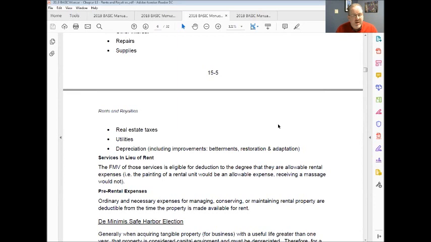I have a client that kind of got into the flip thing. He has 38 rentals, and then a few of them he was deciding, well, buy this one and I think I can make more just flipping it.